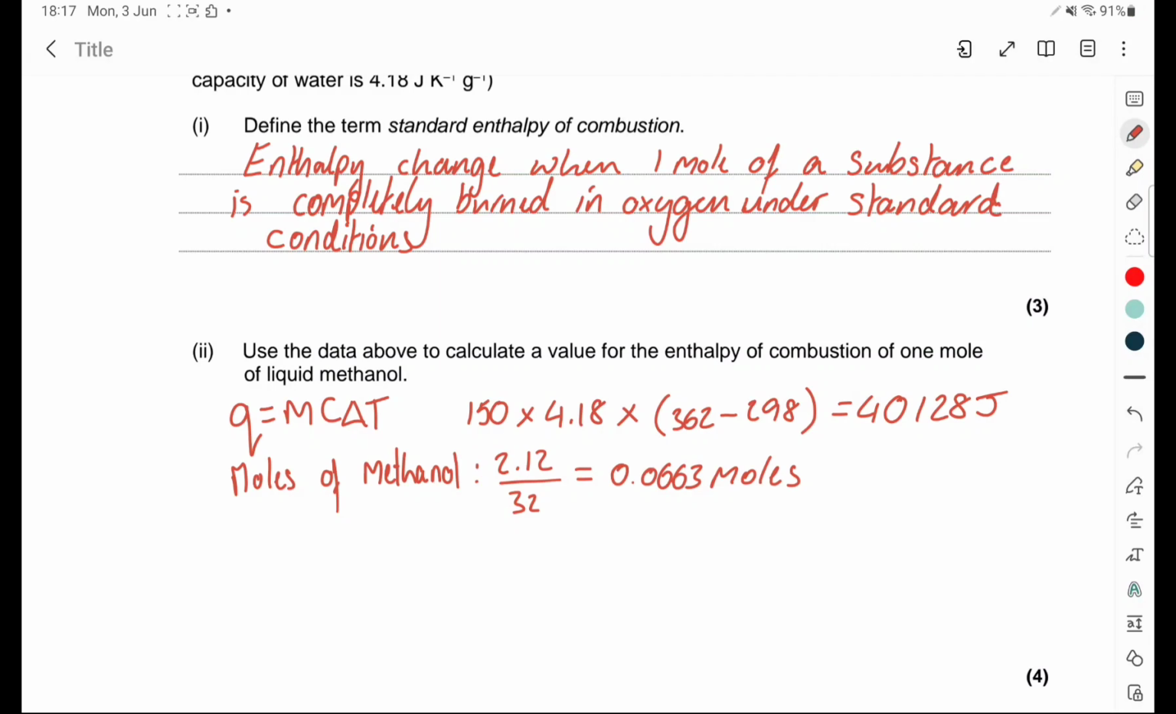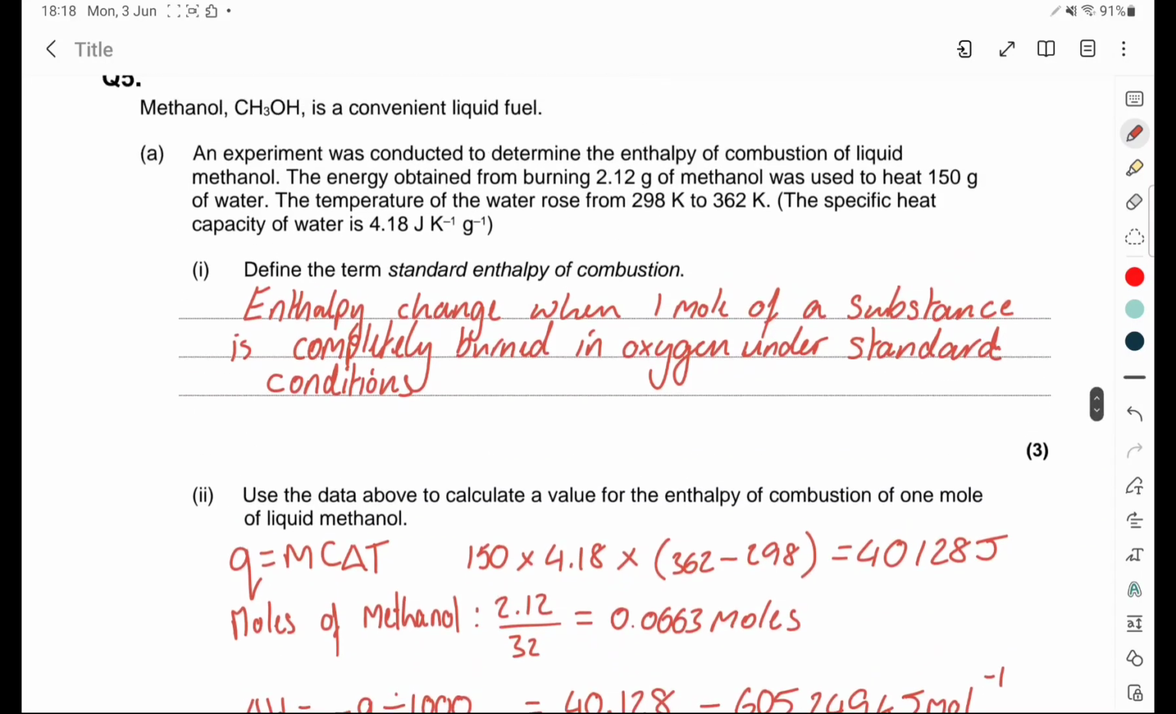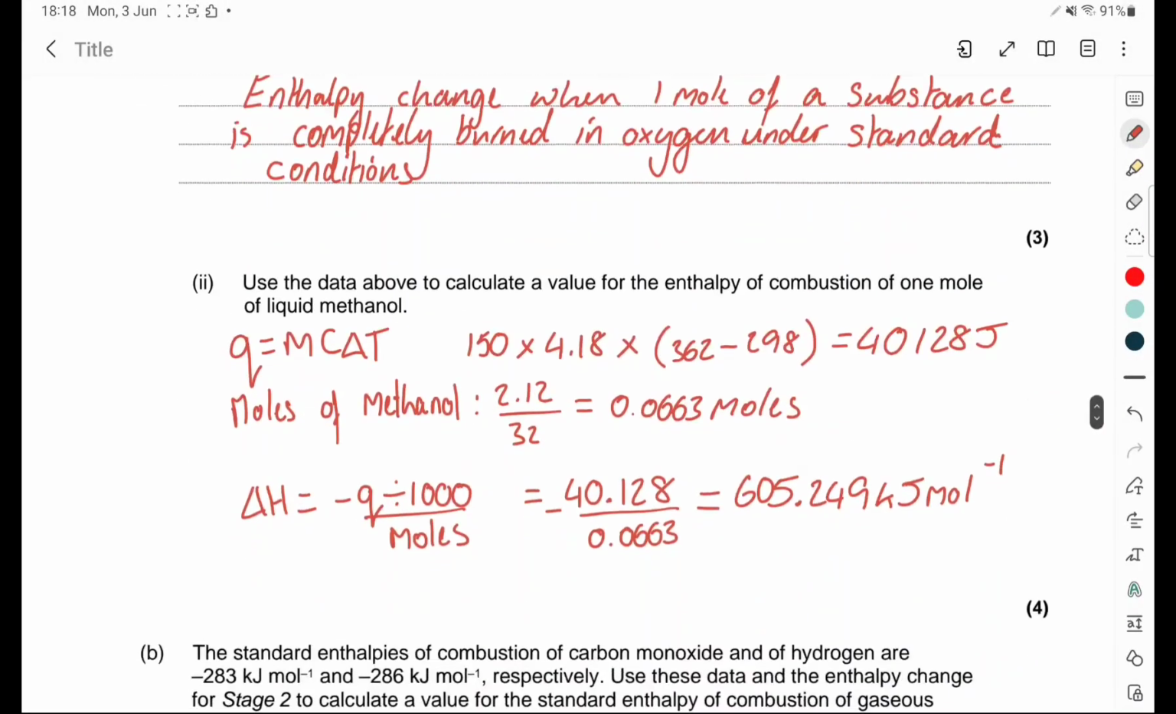Now we know the number of moles and we know the energy change. We can work out delta H by using minus Q divided by 1,000 over the number of moles, which gives us 605.249 kilojoules per mole. It doesn't tell us in the question that there's a particular number of significant figures it wants us to use, so we just need to apply our common sense and use an appropriate answer. Take a look at what's being used in our question. We've got 3 sig figs for the mass, 3 sig figs for the mass of water, 3 sig figs for the temperature, and 3 sig figs for the specific heat capacity. So I think 3 sig figs should be our answer. So 605.249 is 605 kilojoules per mole.